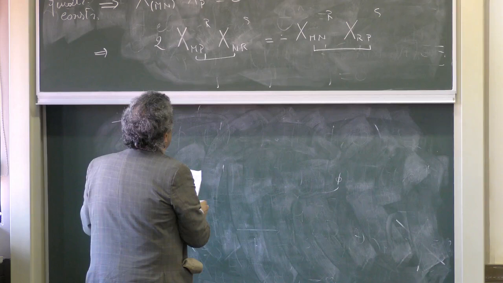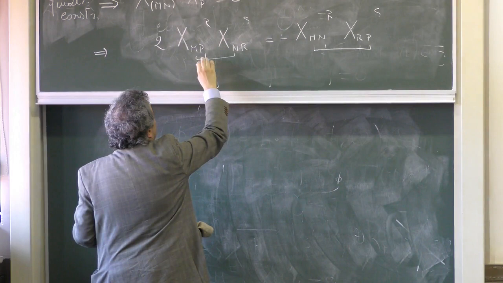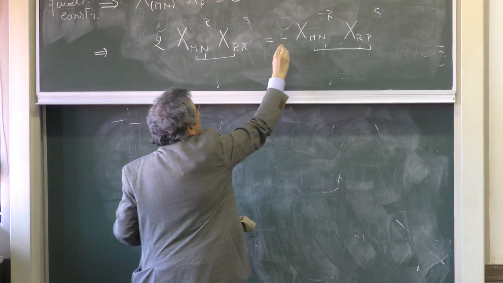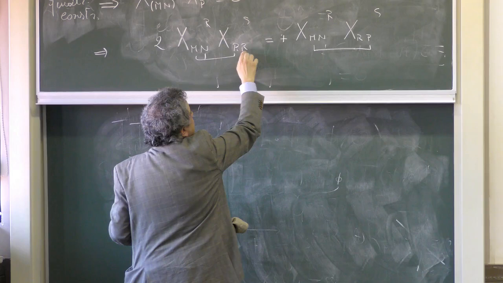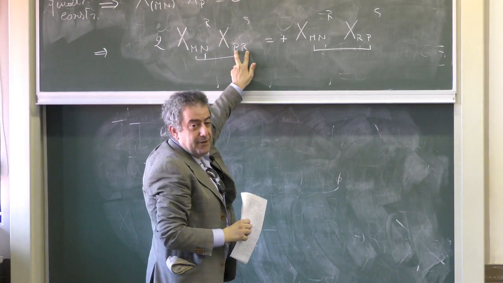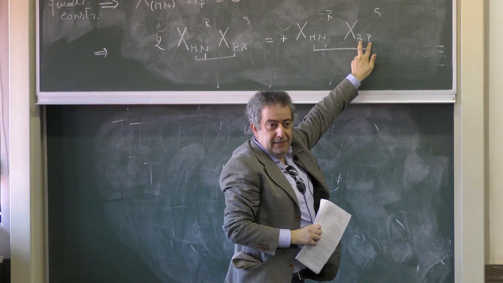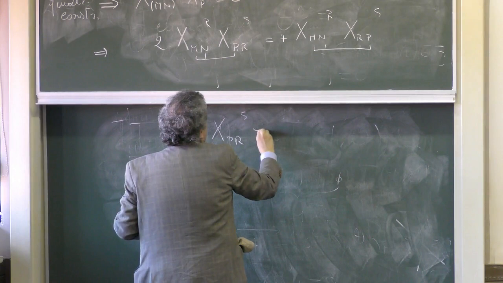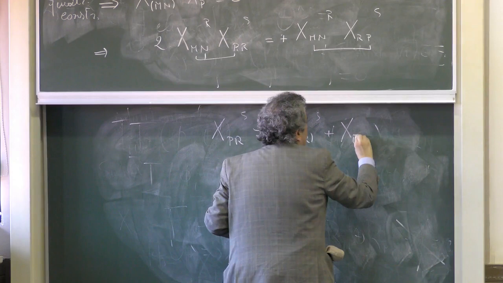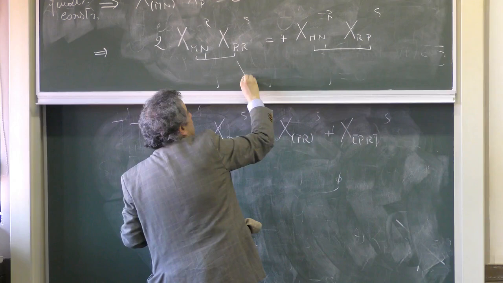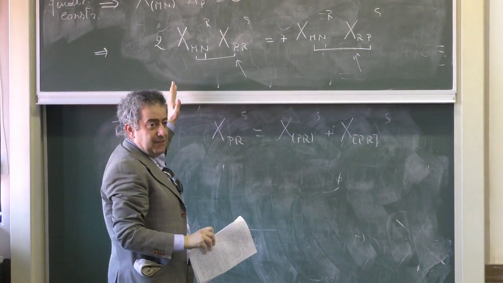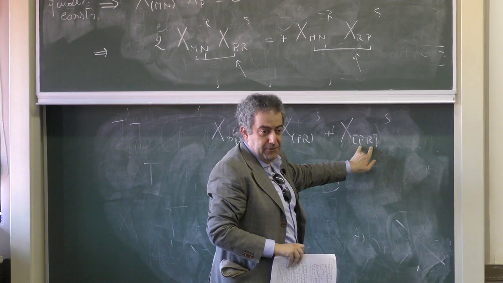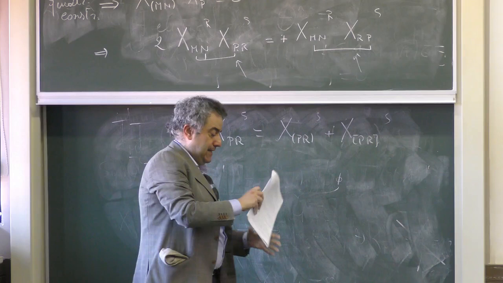Let me just change here to position n and p, so I get a plus here. Okay, let us write this as the sum of the symmetric part and the anti-symmetric part. We do the same here, writing this tensor as the sum of the tensor in which these two indices are anti-symmetrized, plus the same tensor in which these two indices are symmetrized. So X_{pr}^s, I write it as X_{[pr]}^s plus X_{(pr)}^s. Okay, this is what we do. Let's do it here as well. And then let's put to the left all the terms which contain the anti-symmetrized lower indices, and to the right the terms containing the symmetrized one. So what we end up with is the following.